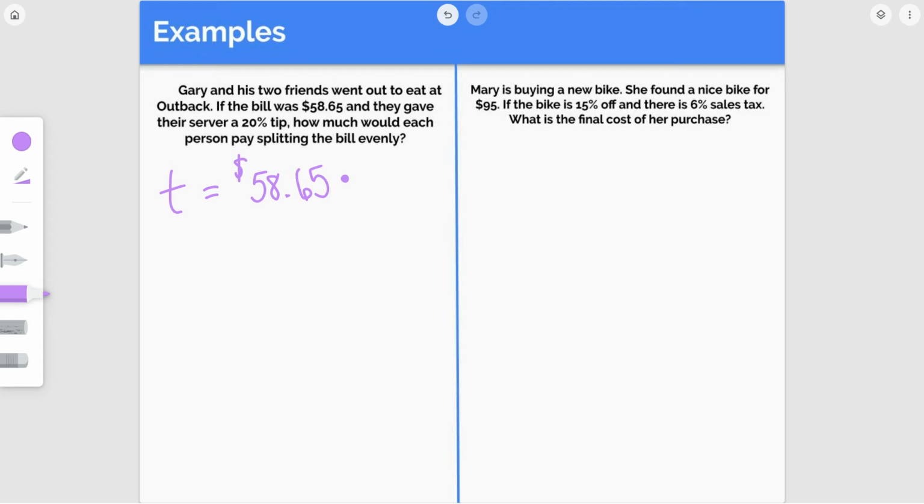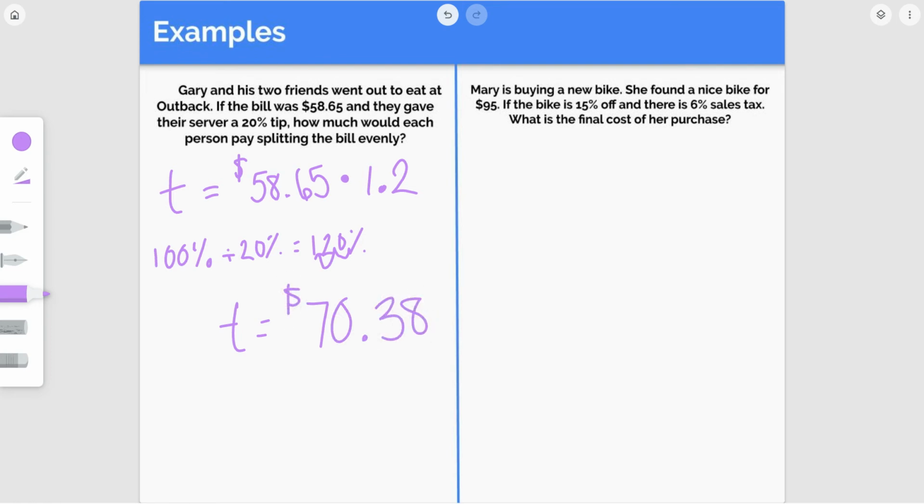So Gary and his friends are going to have to pay 100% of the bill, right? They're going to have to pay 100% of the bill plus an additional 20%. So they're going to be paying 120%, and I can write that as a decimal by moving my decimal point 2 times to the left. So 1 and 2/10. So in my calculator, I'm going to look at 58.65 times 1.2. And if I go on my calculator, I am going to get $70.38. So this is the bill total with the tip. That's how much they're going to pay total.